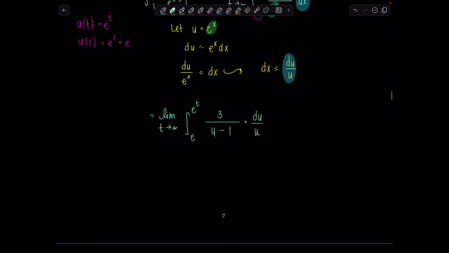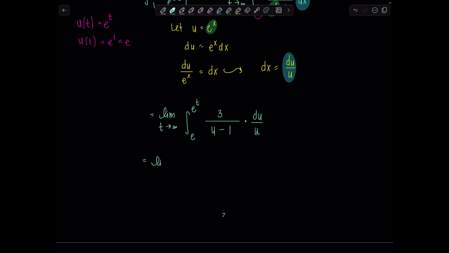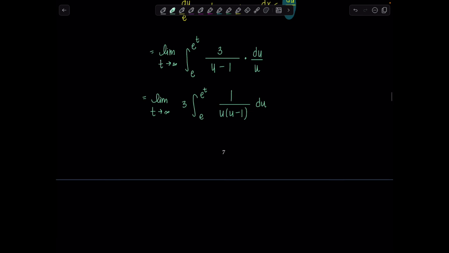Now from here, let's rewrite things a little more nicely so we can get an idea how we're going to do this integral. Let's take the 3 out, and then we have the integral from e to the t of 1 over u times u minus 1 du. Are you inspired? Yes, we're going to do partial fractions for the integrand. Okay, partial fraction time.